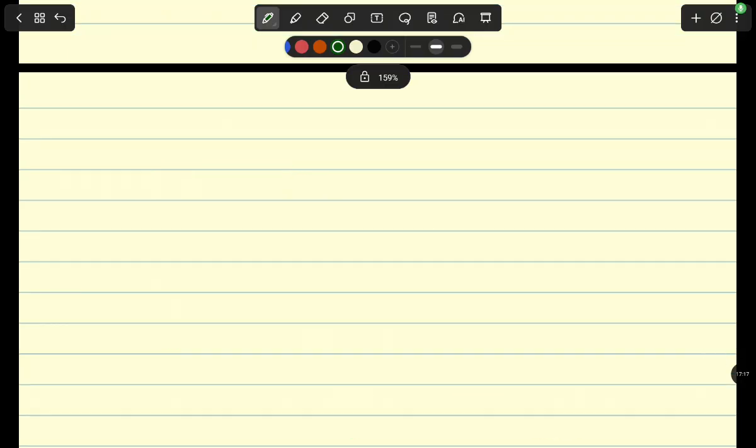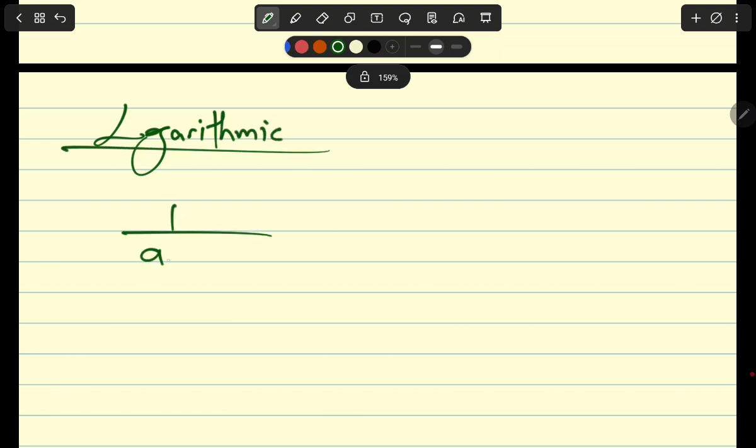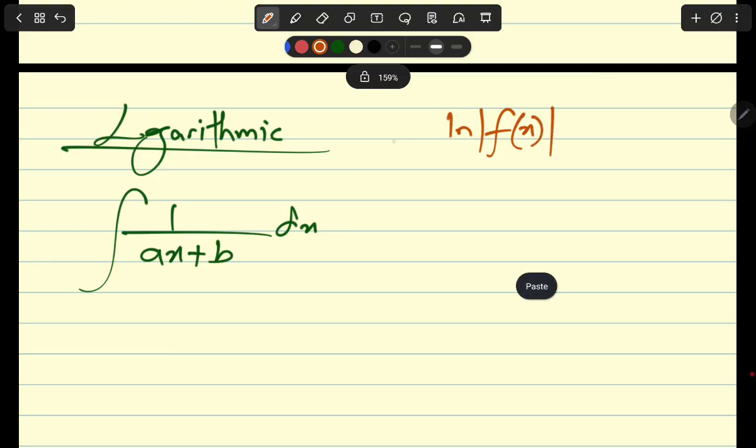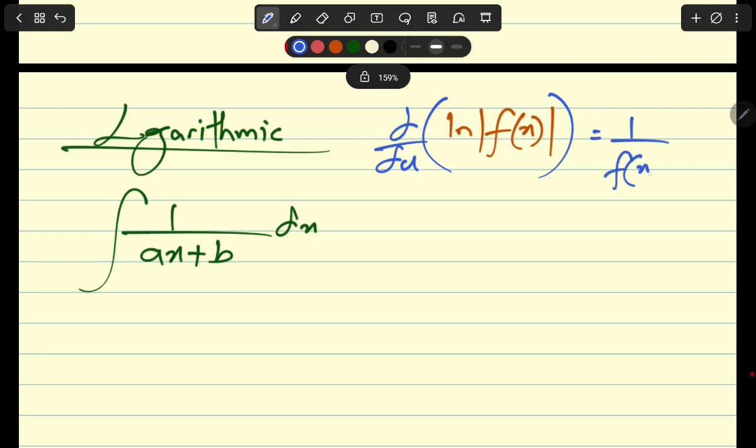Now let's start with logarithmic integration, right? Now if you have to integrate this, so this is nothing but, okay, before we do that, let's recap how we used to differentiate the logarithmic functions, right? So if you had to apply the differential operator to a logarithmic function, this gave you 1 upon f(x) times the differential of the argument of the logarithmic function, right?